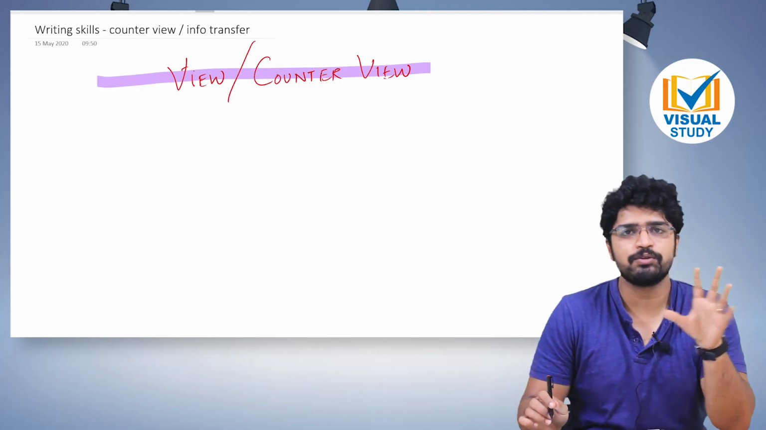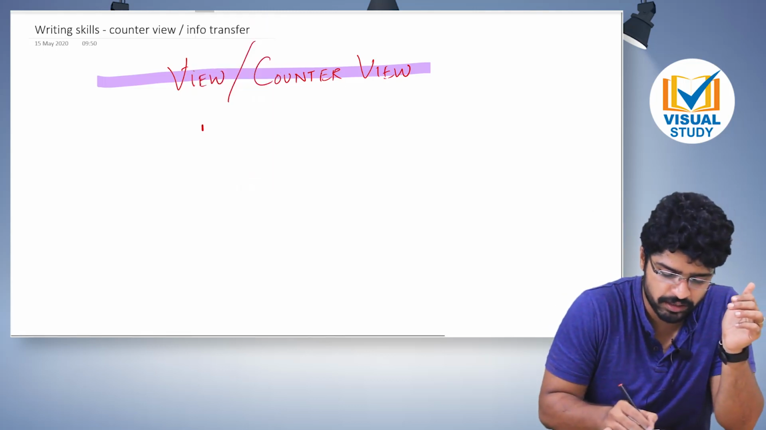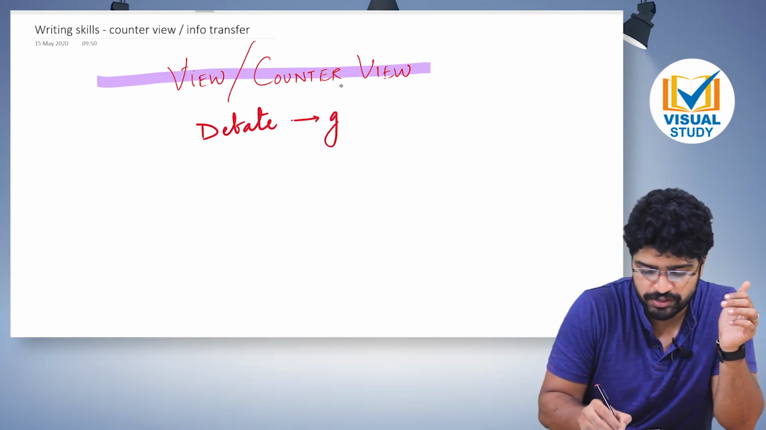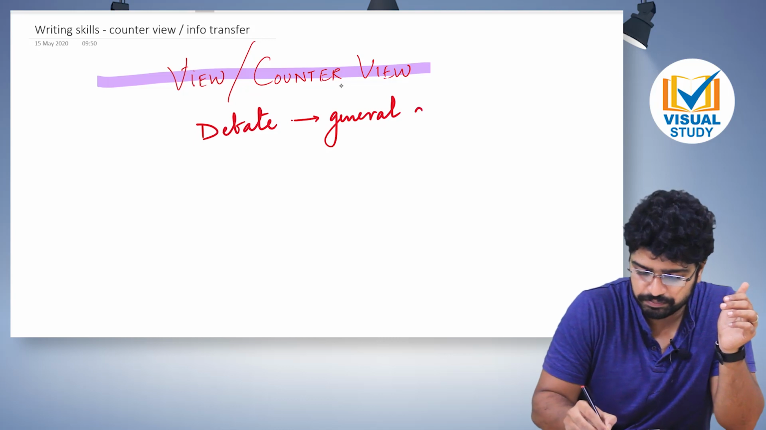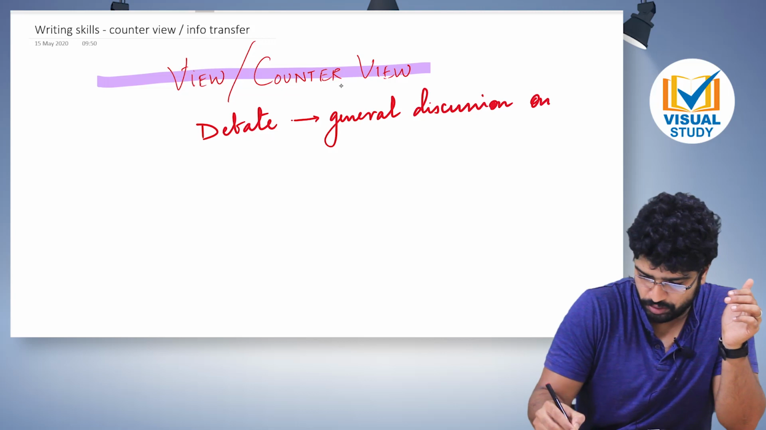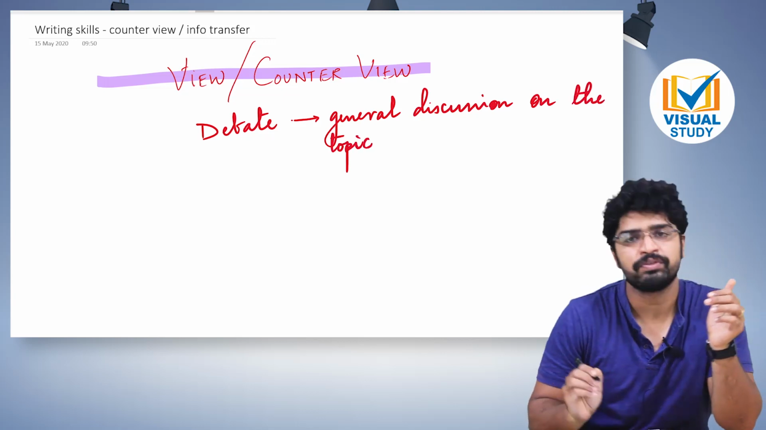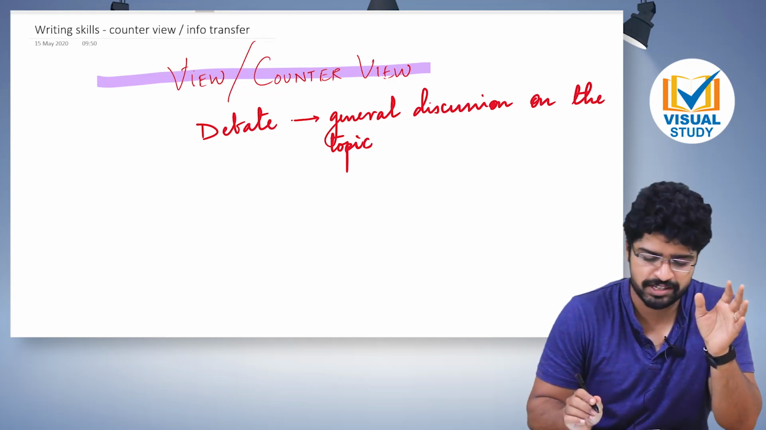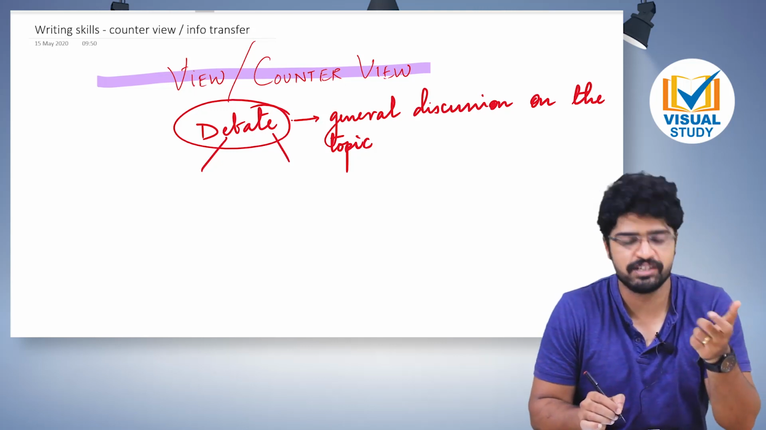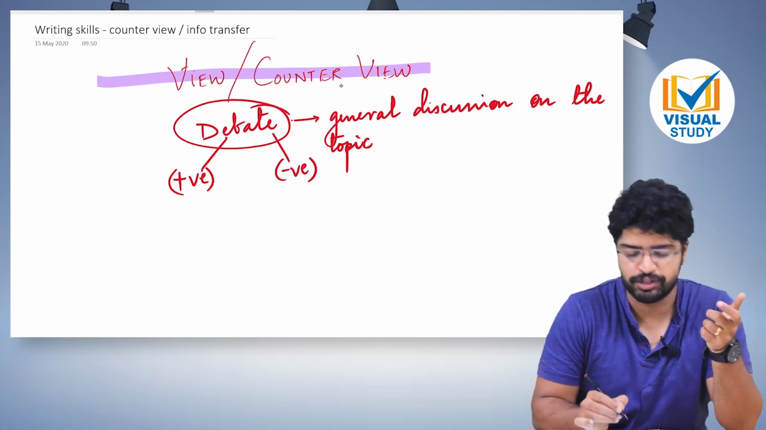I hope you must have seen somewhere something called a debate. Somewhere or other in the world you must have seen a debate. Now, what is a debate? A debate is a general discussion on a topic. That's called a debate. And this debate has two categories. Like a coin has two sides, a debate can have two sides. One is a positive side and the other is a negative side.